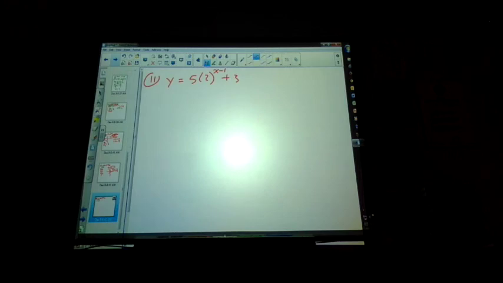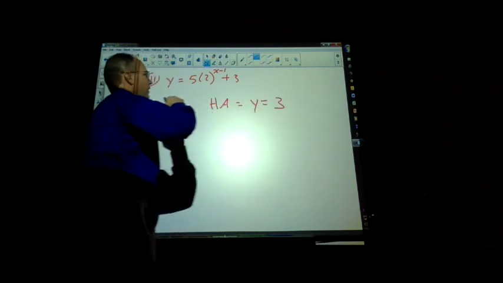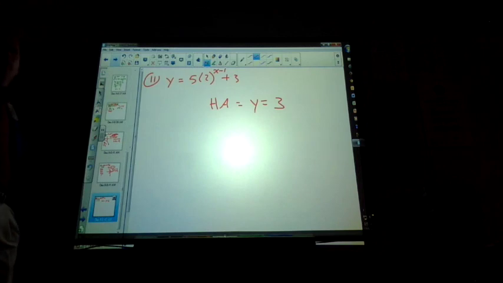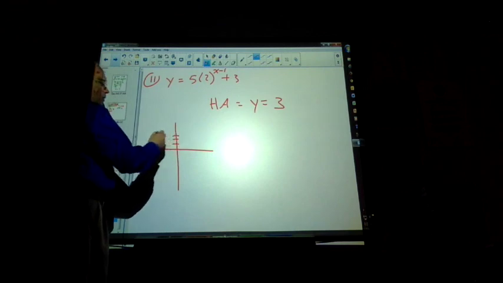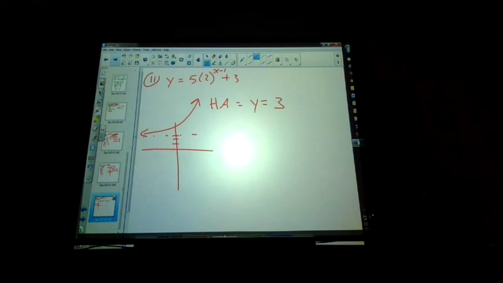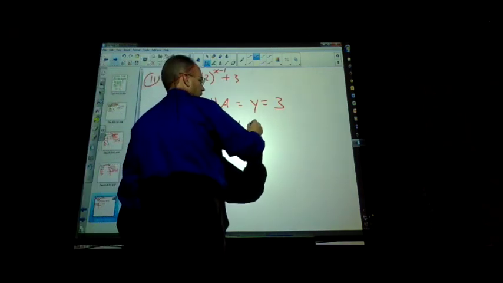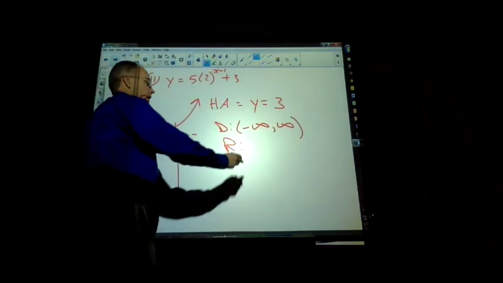Last one for today. What do you think? What's the horizontal asymptote going to be? 3. Love it. X minus 1, that's not really going to change it. This is still going to be a graph that looks like this. It's definitely growth. Just because it's X minus 1, all that technically does is shift the whole graph right 1. So the domain, pretty sure anything in the world is going to work, while the range is going to go from 3 to infinity.